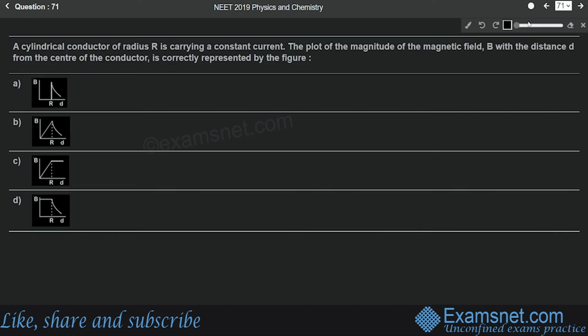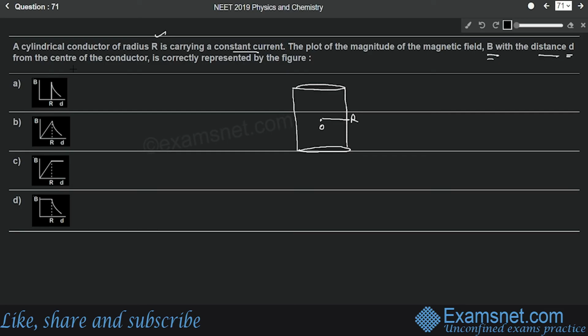Question number 71 is from the chapter Moving Charges and Magnetism, and the question is, a cylindrical conductor of radius capital R is carrying a constant current. The plot of the magnitude of magnetic field capital B with the distance small d from the center of the conductor is correctly represented by the figure. Okay, so we have to find out the correct plot. Now if we talk about a cylindrical conductor carrying current, then what will happen? Suppose this is the center and this is the radius. Okay, then there are three situations.